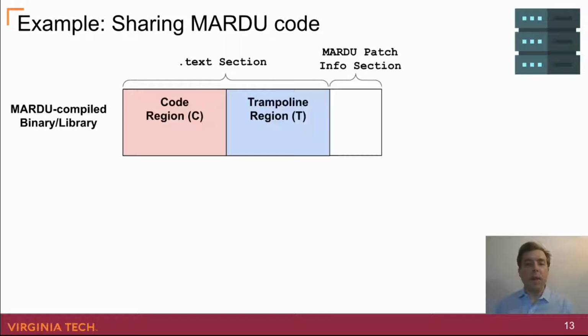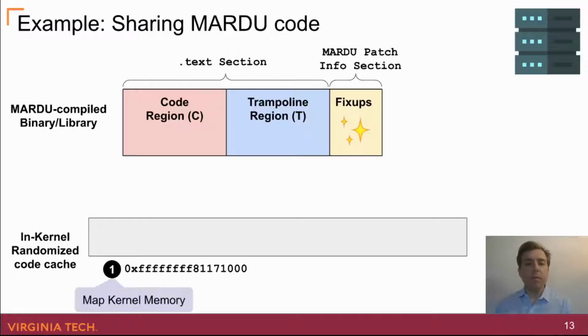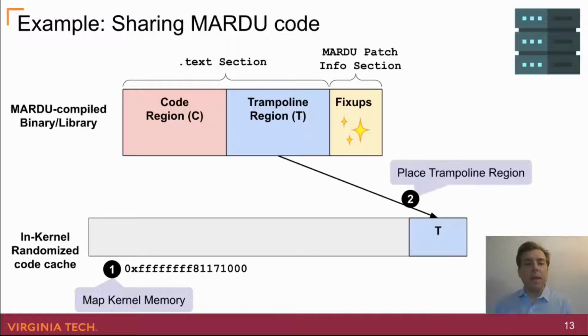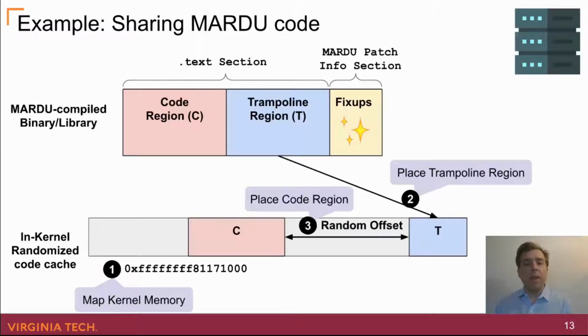In addition, the compiler creates a new section that contains offset information for updating and patching code to remain semantically correct throughout re-randomization. This includes things like control transfers and memory references. When MARDU runtime starts, it first maps a code cache in kernel space. Then the trampoline region is mapped to the end of the region. Next, the code region is randomized at function granularity and also mapped in. Finally, all necessary fixups are patched to maintain semantics. After this, the program proceeds and executes as normal. Note that this process is the same for both programs and shared library code.